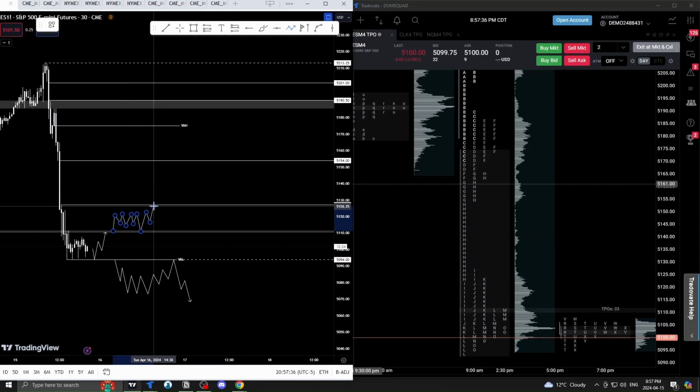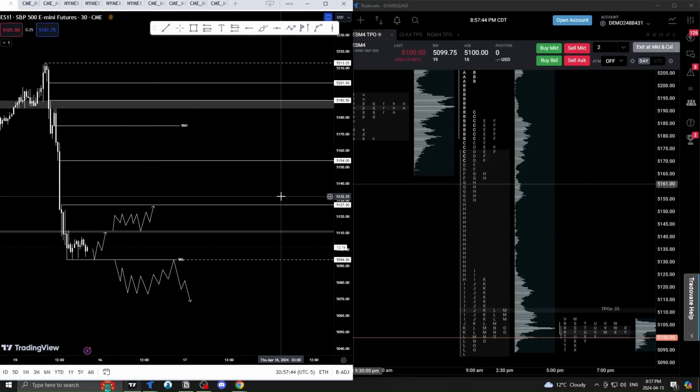And then we target this next area. Remember, this is not what I think is going to happen. This is simply what I'd like to see happen at each level. I don't hope for price to do this, but this is what I want to see happen at a price level. If price doesn't do this, I'm not going to take a trade. This is my criteria for taking a trade.